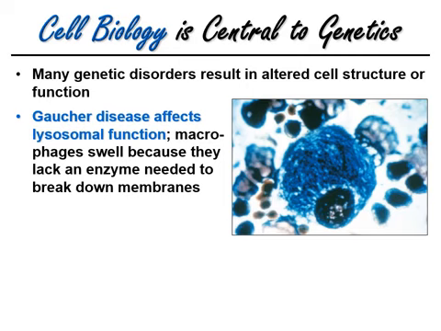So we're not talking about just something that comes in through endocytosis. We're talking about on a macroscopic scale. So a cell that eats other cells. And so these macrophages eat other cells normally, as they should, but because of a genetic mutation, they swell up because that mutation causes them to lack an enzyme needed to break down the membranes of the cells that they are consuming. So they can't digest the cells that they're eating.